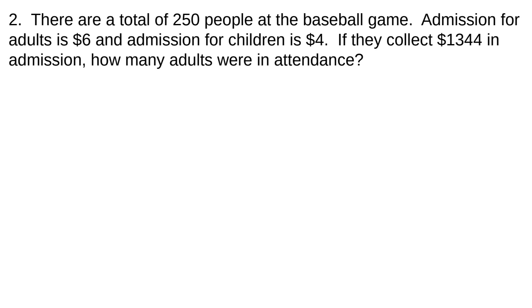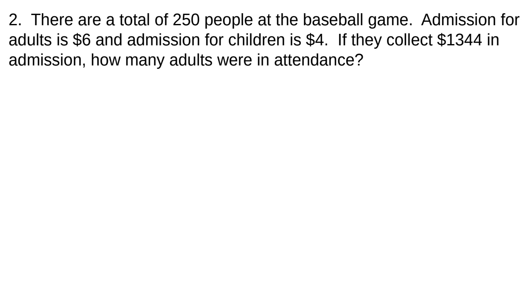Let's try number 2. There are a total of 250 people at a baseball game. Admissions for adults were $6, and for kids it was $4. If they collected $1,344 in admission fees, how many adults were at the baseball game?